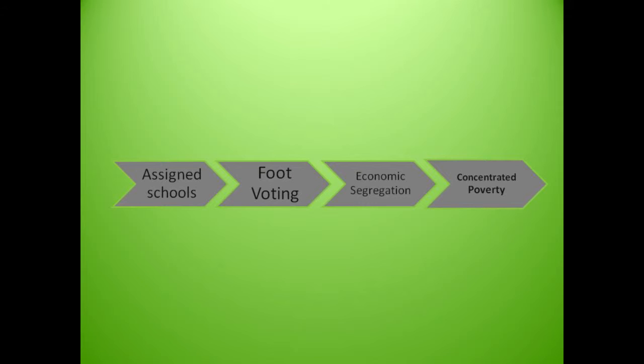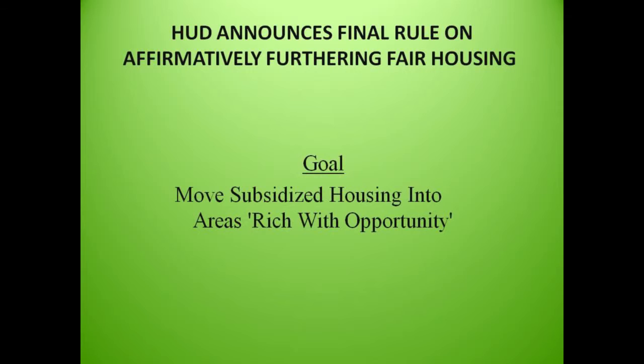Now, recent current event. Last week, Housing and Urban Development announced a final rule on affirmatively furthering fair housing. And the goal in that was to move subsidized housing into areas, quote, rich with opportunity. What this means on the ground here is to move poor people in Durham and Southeast Raleigh into public housing in Chapel Hill and Cary and North Raleigh and Wake Forest. Now that's going to be controversial, okay? Well, it's going to be controversial.